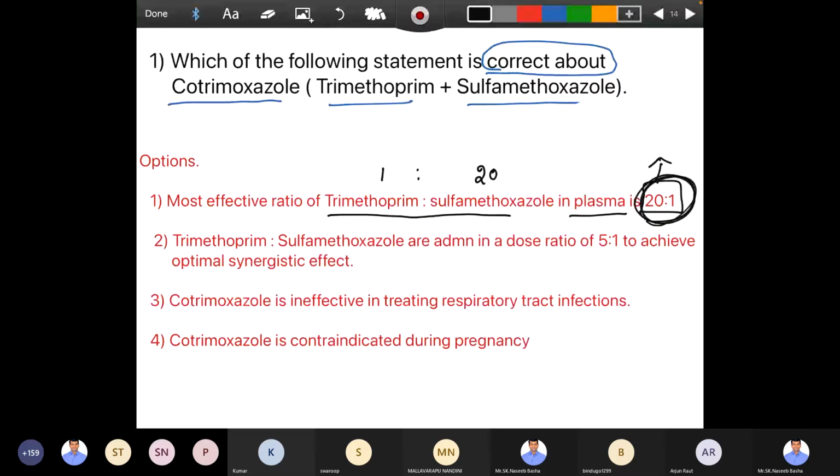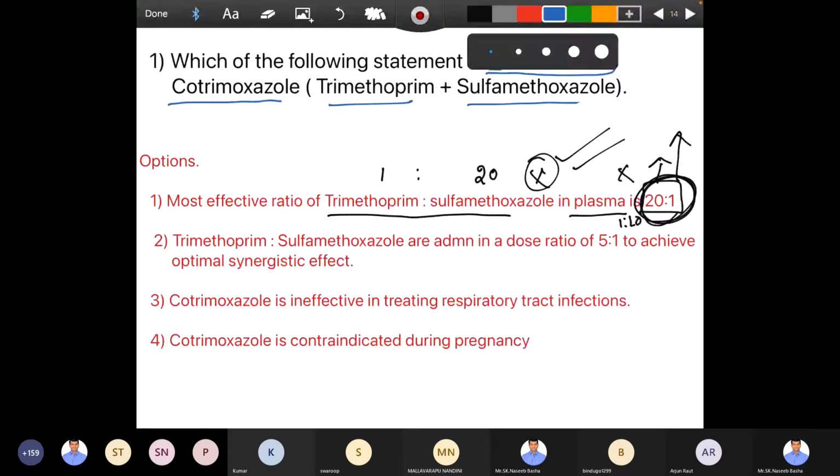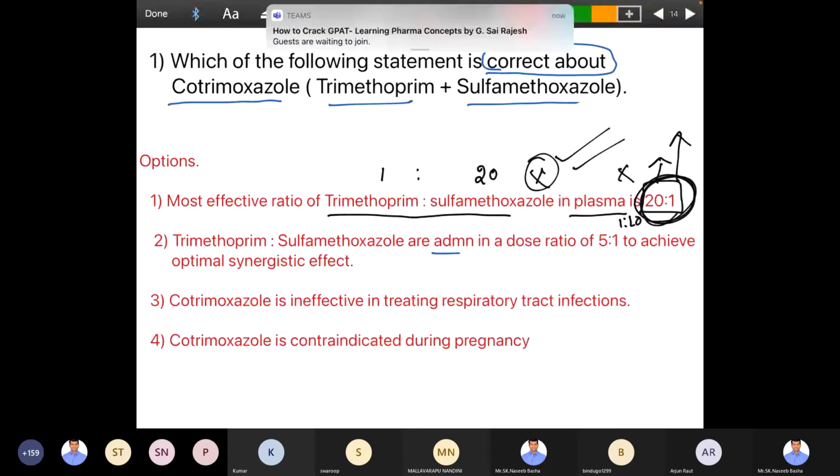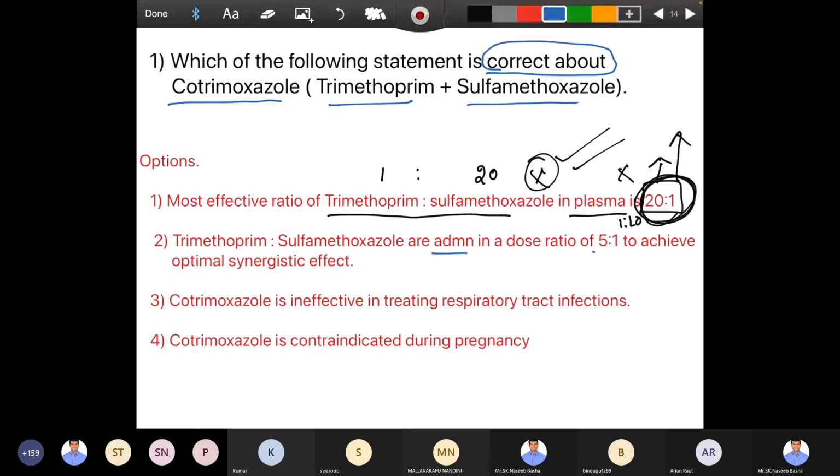If you don't read properly, the moment you see this plasma concentration, you may think that this is the right answer. No, the right combination is 1:20, not 20:1. This is wrong. You need to read carefully. Next one. Trimethoprim and sulfamethoxazole are administered in a dose of 5:1 ratio. Again, you will read this in textbook, but the ratio is reversed. It is not trimethoprim 5 times. It is 1 time, and sulfamethoxazole is 5 times.